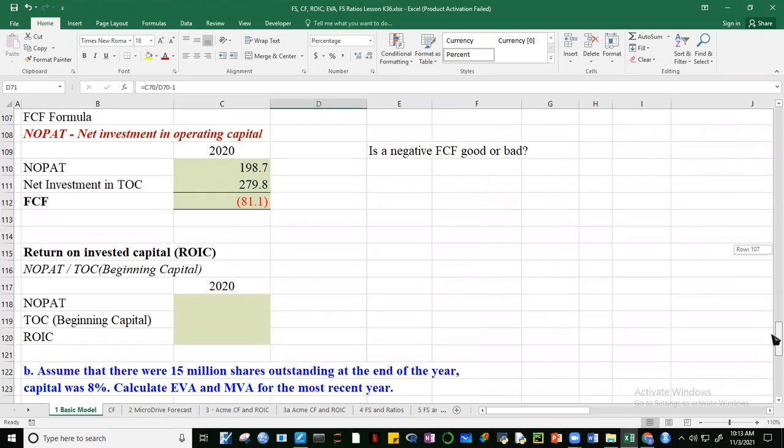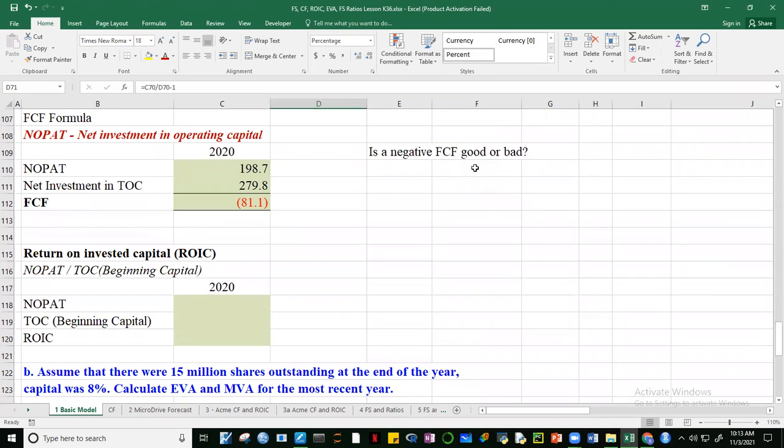Okay, did that answer your question, guys? Clear ba so far? Okay, very interesting tong concept na to, guys. Are we clear so far? Yes, sir. Thank you.